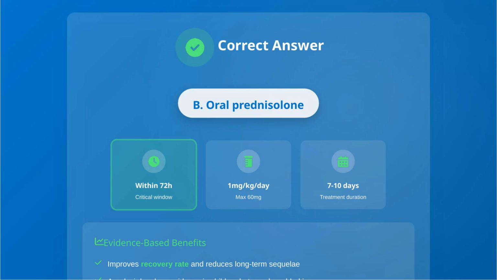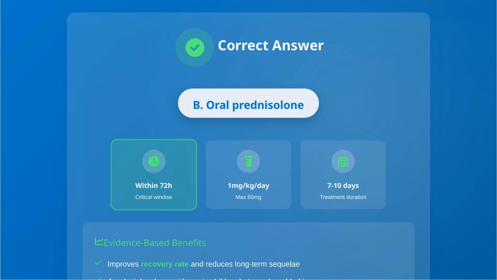The correct answer is B. Oral prednisolone. Current evidence supports starting corticosteroids within 72 hours of symptom onset. The recommended dose is 1 mg per kilogram per day, maximum 60 mg, for 7 to 10 days. Studies show that early steroid treatment improves recovery rate and reduces long-term sequelae. Antiviral therapy like acyclovir has less supporting evidence in children, but may be considered in severe cases or when herpes infection is suspected.